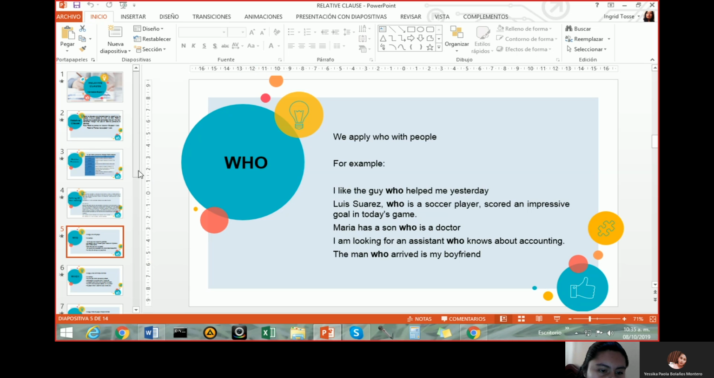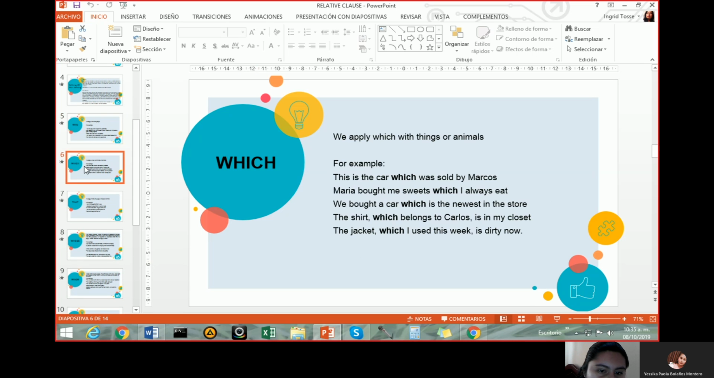Now we are going to apply the use of which. Which we apply with things or animals. In this case, it's very strange, but we apply animals as things, as objects. Okay, teacher. We have the next examples. First, please read in Spanish and English. This is the car which was sold by Marcos. Este es el carro el cual fue vendido por Marcos. Okay, perfect.